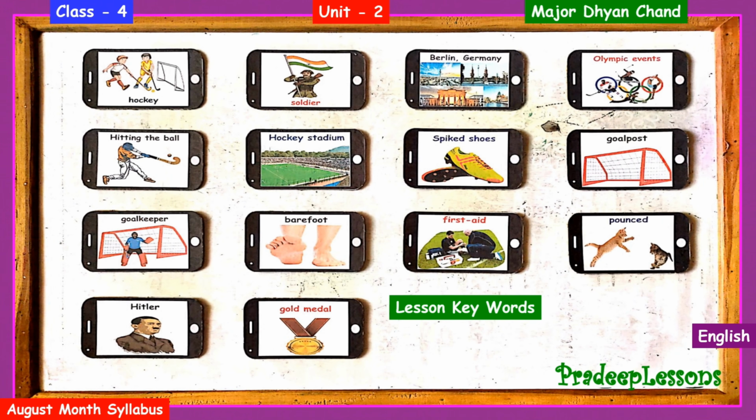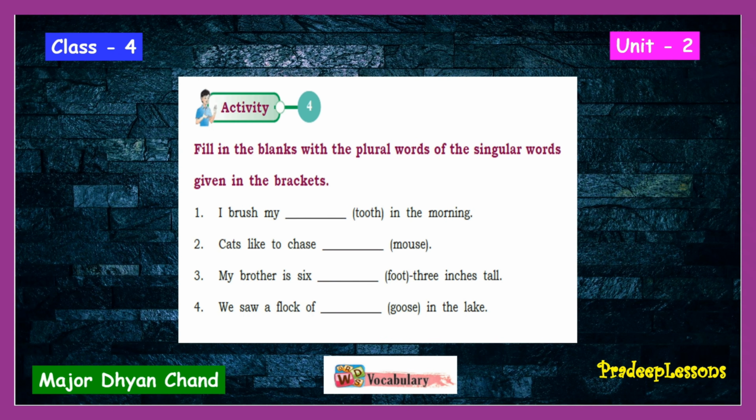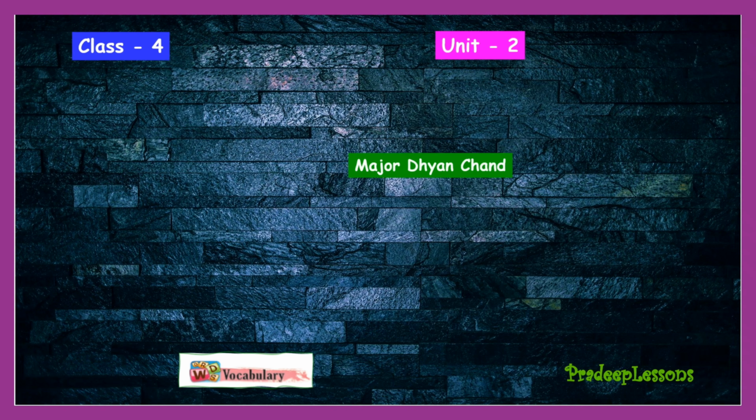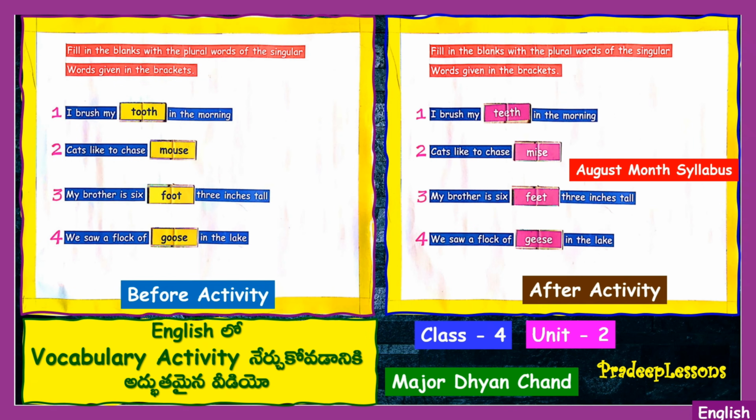Next, my TLM is the keywords of the lesson Major Dhyan Chand. Next, I prepared teaching learning material for irregular plurals. For irregular plurals, I prepared matching cards. I prepared another model of teaching learning material to teach irregular plurals. This TLM is called flip TLM.